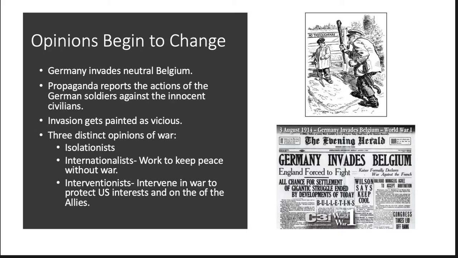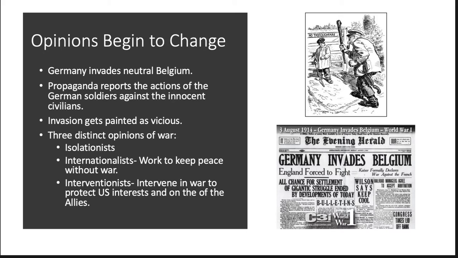So opinions start to change. And one of the biggest reasons that opinions change is the German invasion of the neutral Belgium. Propaganda, which is advertisements circulated throughout the United States trying to convince people towards a certain idea, report the action of the German soldiers against the innocent civilians. They describe the slaughter that German soldiers use against these innocent civilians who had nothing to do with the war and were just these poor casualties of war who didn't want to be involved in the first place.